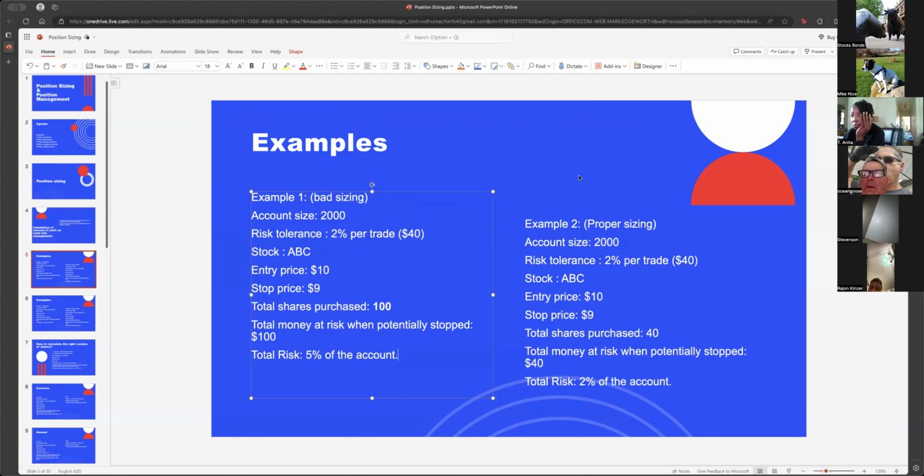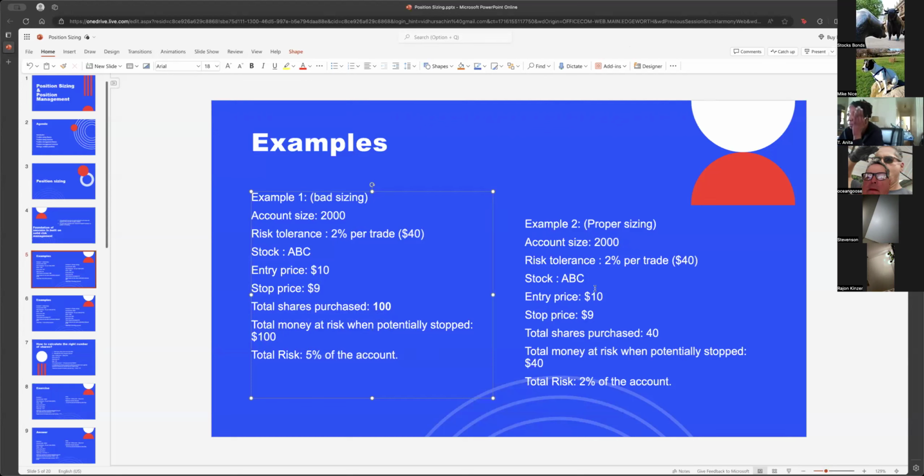And this is an example of bad position sizing. You just entered with no regard to how much you're going to lose, thinking, I'm pretty sure the entry is pretty good, so I'm just going to buy 100 shares here and I might make X amount of money. But it doesn't matter how much you might make, because if you get stopped out, you're going to lose almost $100, which is 5% of your entire account, which goes against your rule of 2%.